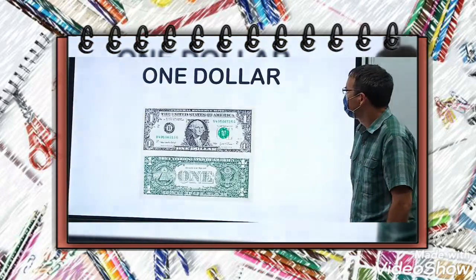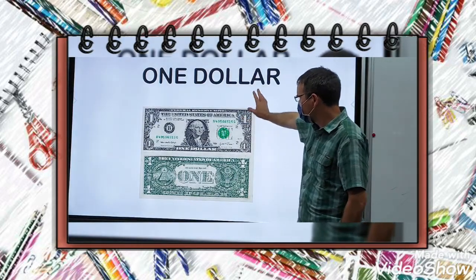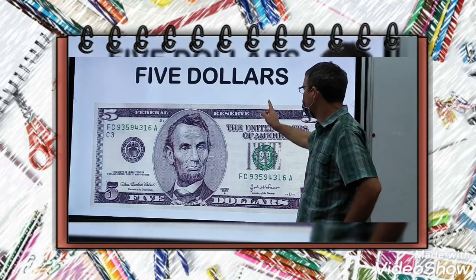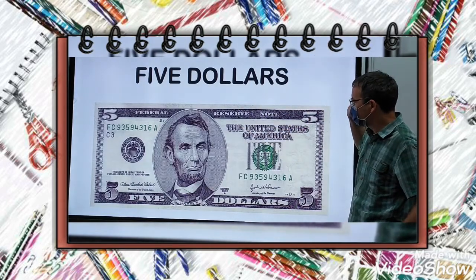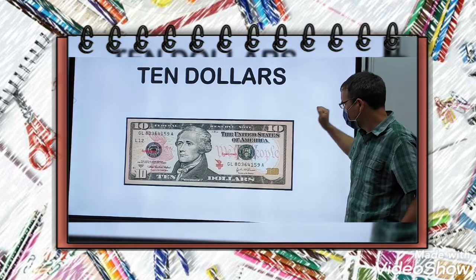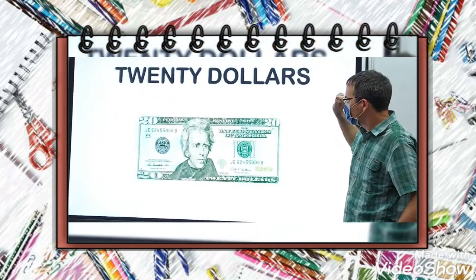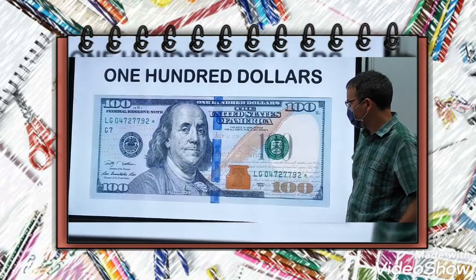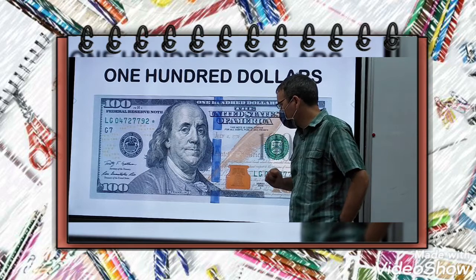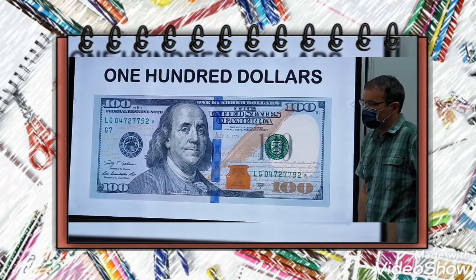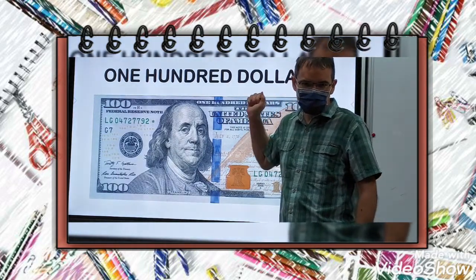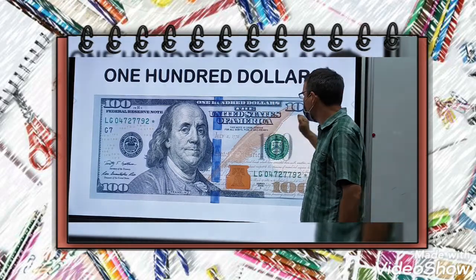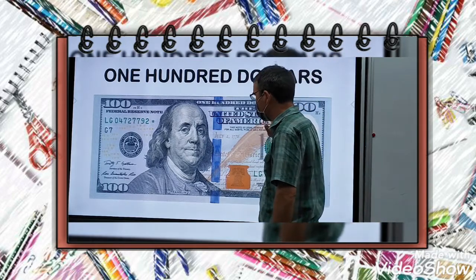Okay, the next one is, now we're starting with the dollar bills. This is the $1 bill. Next one, $5. And then we have $10, $20, $50, and $100. These are the main dollar bills that we use in the U.S. currency, U.S. money. So now we're going to go over a video.